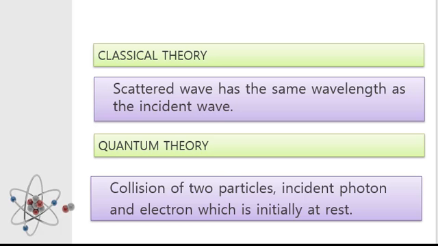If we are going to analyze it in classical theory, according to this, the scattered wave will have the same wavelength as the incident wave. But you can see in the explanation of Compton scattering that the wave will have a different wavelength after being scattered. According to quantum theory, we have a collision of two particles: the incident photon will collide with the electron, which is initially at rest. So quantum theory describes this phenomenon as a collision of two particles. Compared to classical theory, where the wavelength is expected to be the same, in quantum theory it is expected that the wavelength will change.